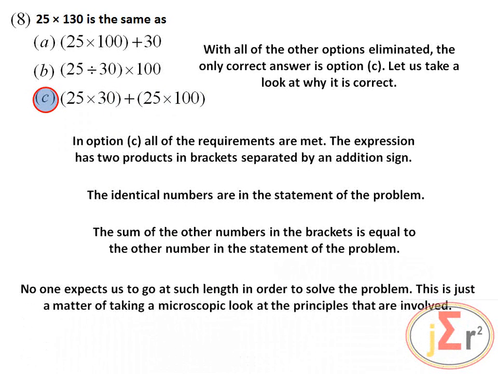No one expects us to go at such length in order to solve the problem. This is just a matter of taking a microscopic look at the principles that are involved. Not that we have to go to such an extent. All we need to know, as the principles have proven, is that one of the numbers must be like the number that we are multiplying by and distributed to both brackets, and then the other number will be the sum. So in the brackets we will have the other two numbers will add to give 130.